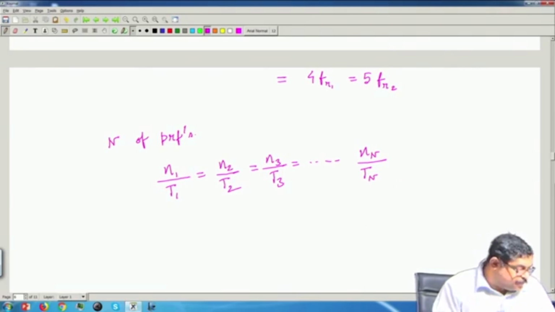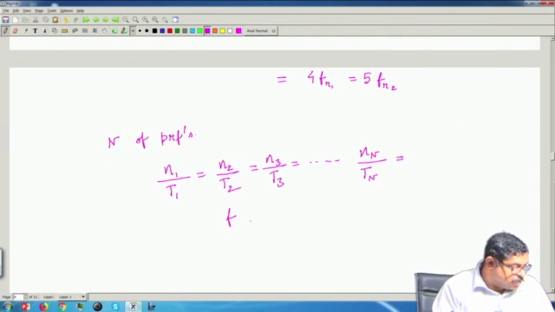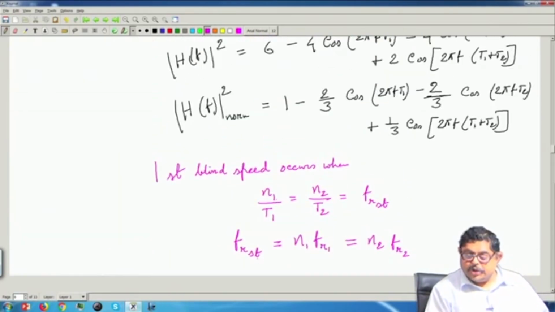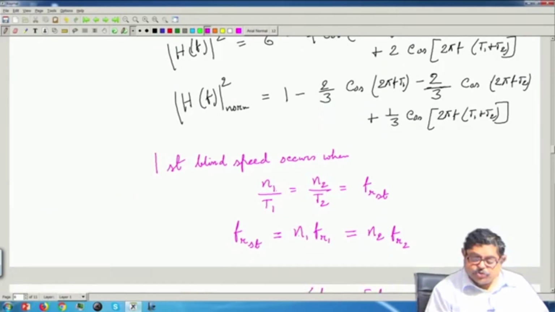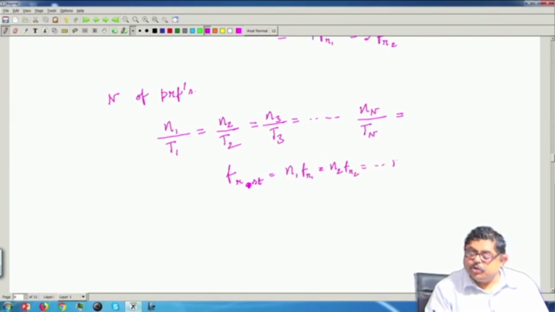From here we can find what is the staggered PRF. Any one of these is the staggered PRF, where the first blind speed will come, and from there we can find out what is FR staggered. As before, you can see the same equation we are writing, FR staggered is any of them. So, FR staggered will be N1 FR1 or N2 FR2 etc., up to Nn FRn.